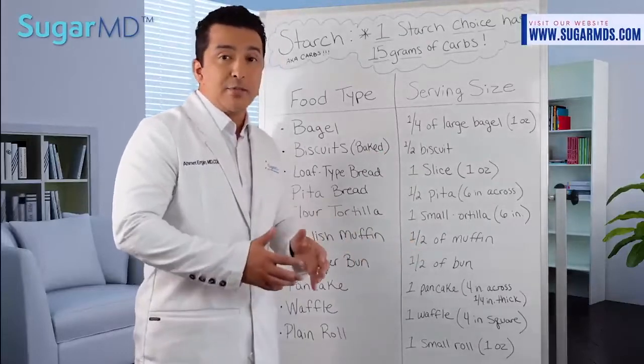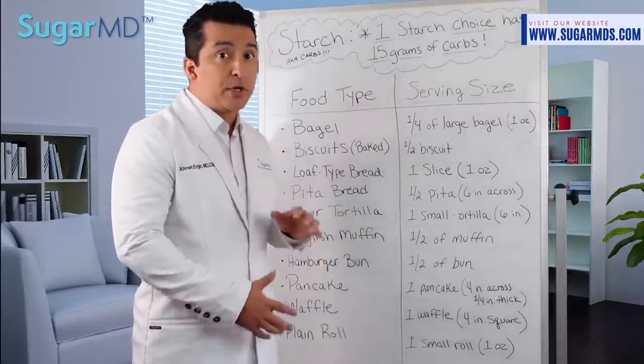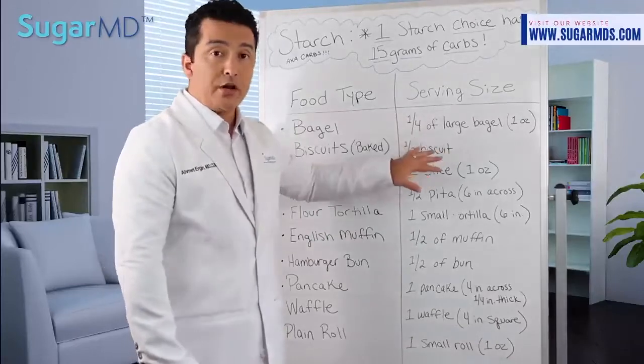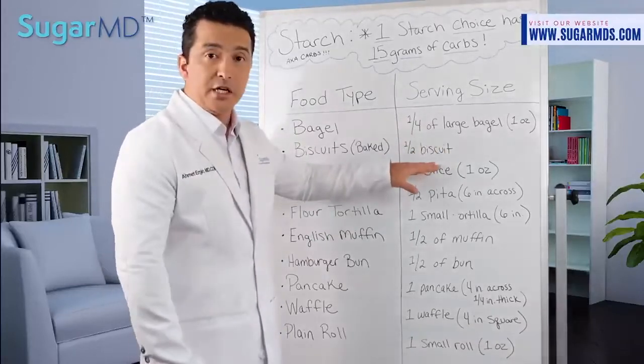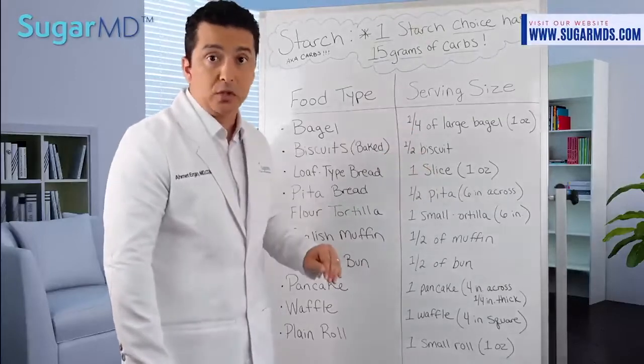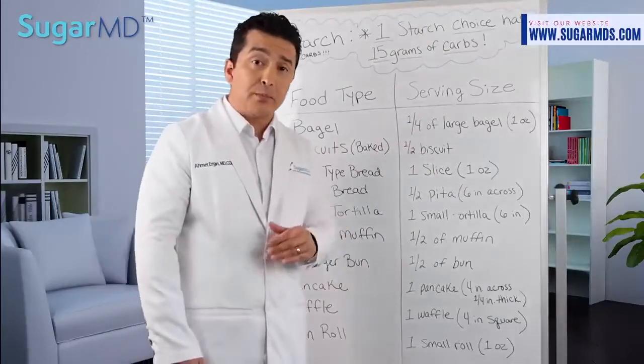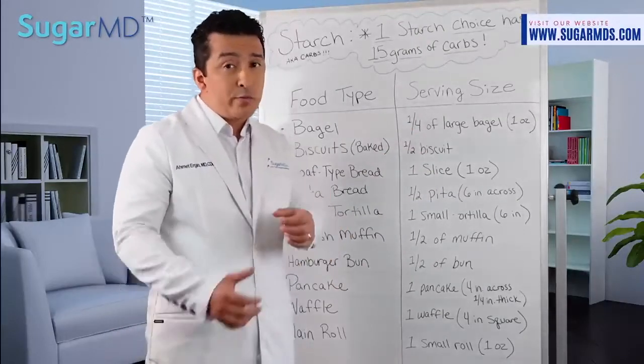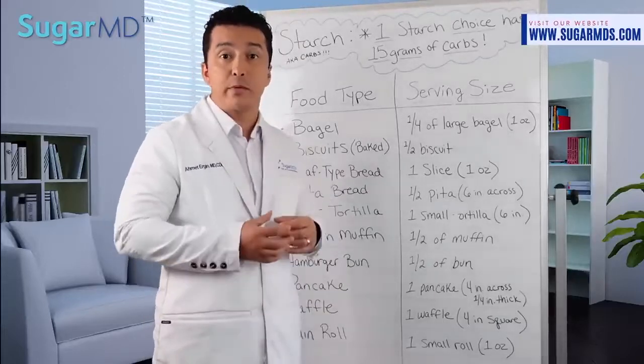But they're not going to be head-to-head in terms of spiking your blood sugar, but still, you need to know how much carbohydrate you're ingesting. So half a biscuit is giving you 15 grams of carbs, whereas only 1/4 of a bagel is giving you 15 grams. Also, the size of the biscuit matters. You may be making it at home, you may be making a little tiny one, or you may be making a big one.